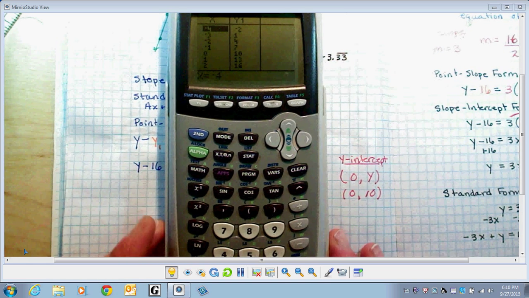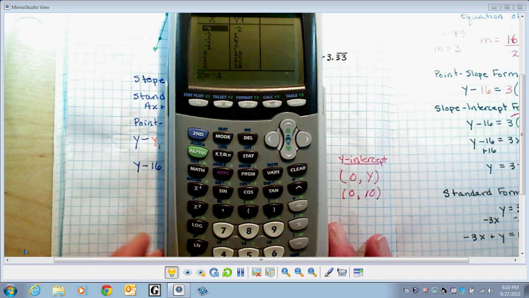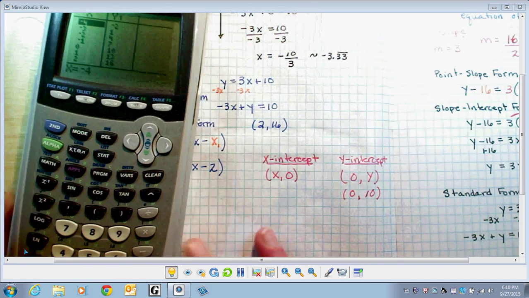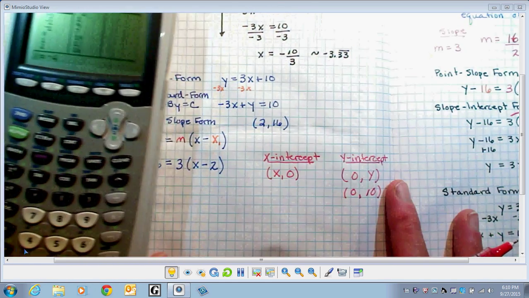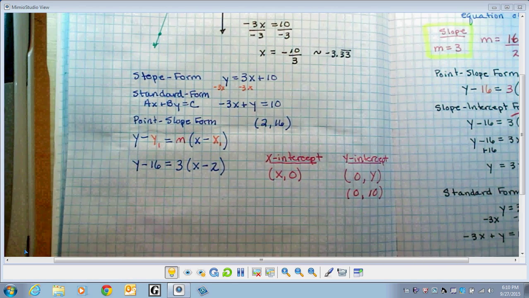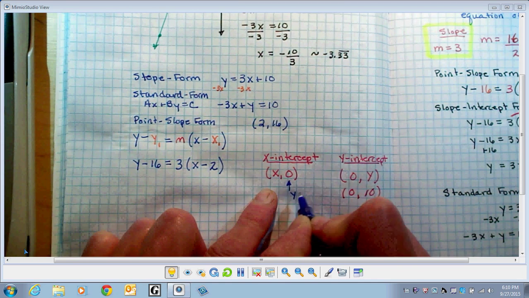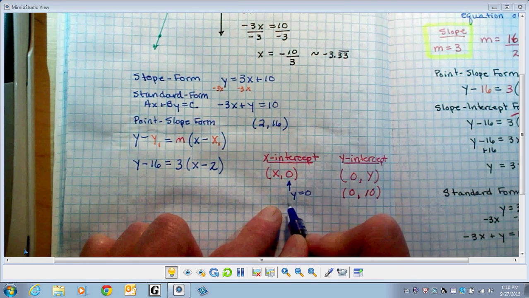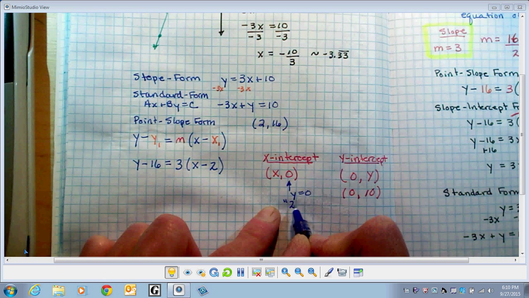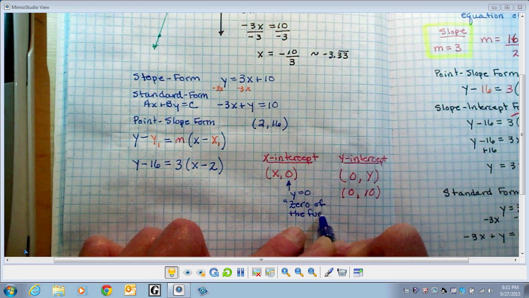It's a little tricky. I'm going to introduce it to you now because this is something in Algebra 2 you really need to know like the back of your hand. Better than the back of your hand. I don't know about you, but I don't know the back of my hand that well. Okay, so what we're looking for here is where y equals 0, and that's fondly called the zero of the function.